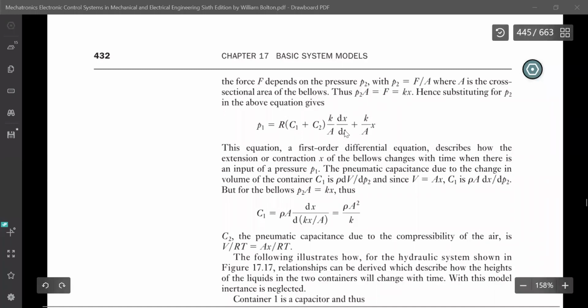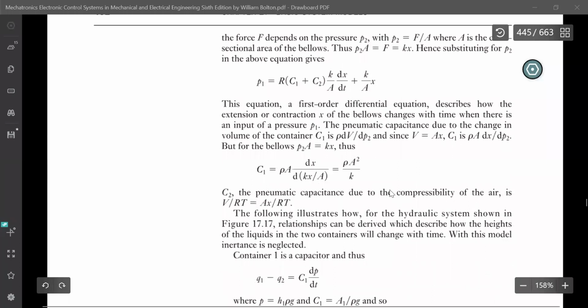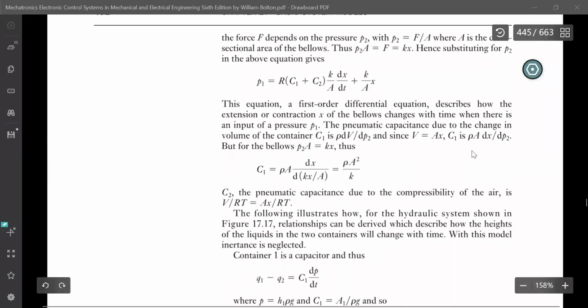Okay. Still we have time, 10 minutes. So the pneumatic capacitance due to the change in the volume of the container, C1, is equal to rho dV by dP2. Since volume is equal to A times displacement, replacing V in this equation we get C1 equal to rho A dx by dP2. We have just replaced the value of V into this equation. But for the bellows, P2 into A is equal to Kx, which we already have given. So finally C1 is equal to rho into A dx by d Kx by A.